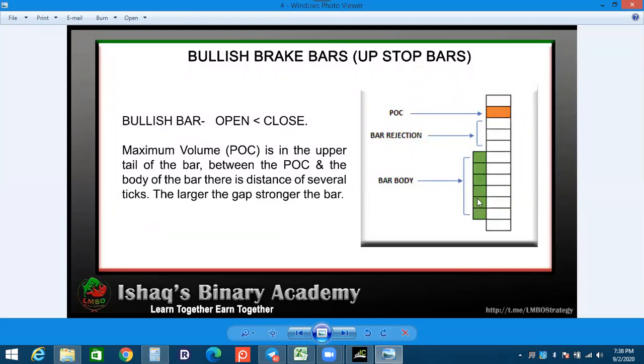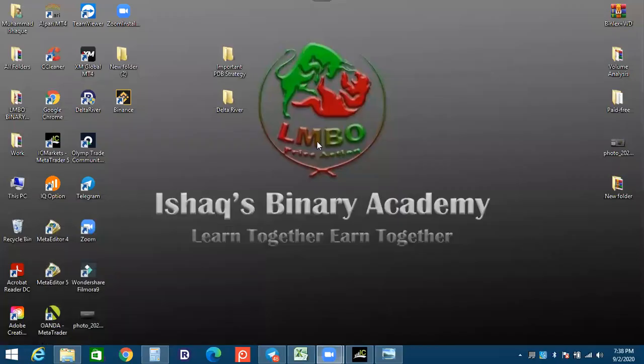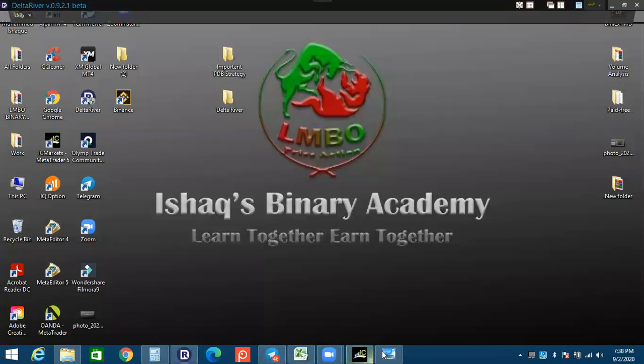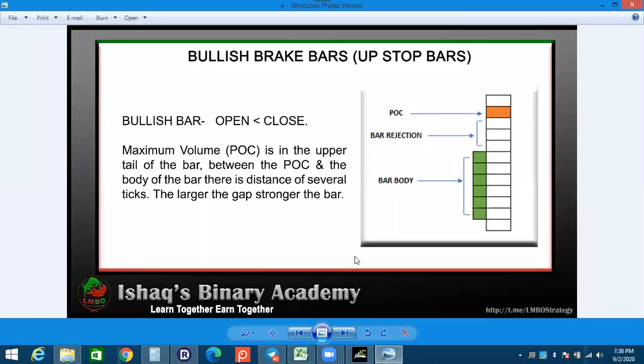So that is a bullish bar. Sometimes you will see these types of volumes. So why is the volume, these points increasing? Now we are going to the delta level. It's very tricky. This software is very tricky to understand.